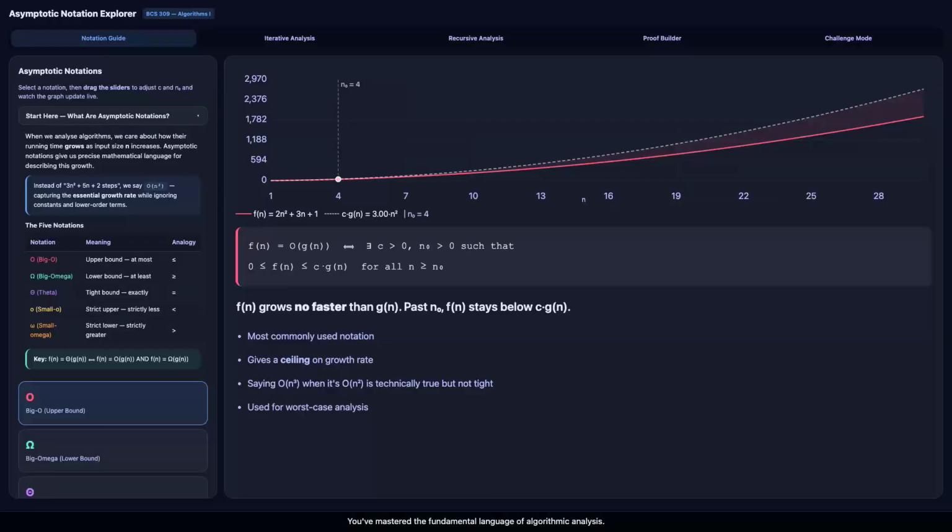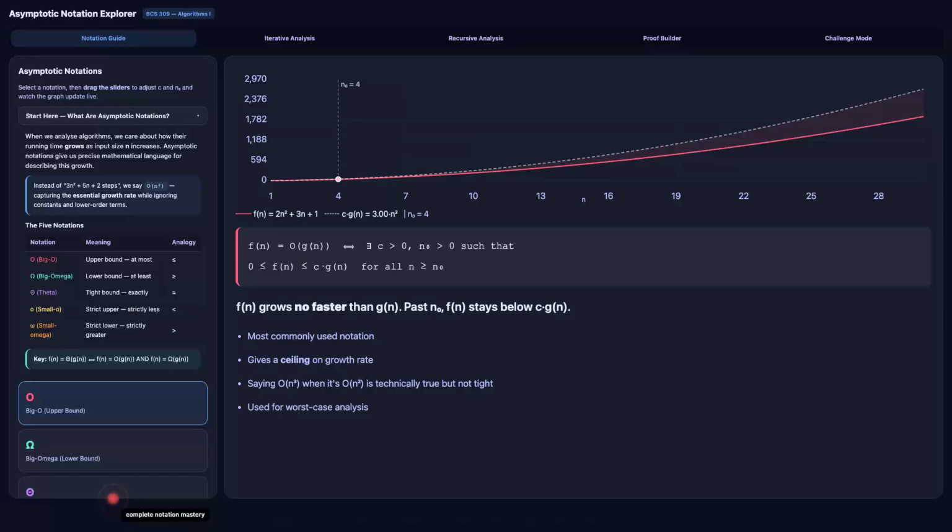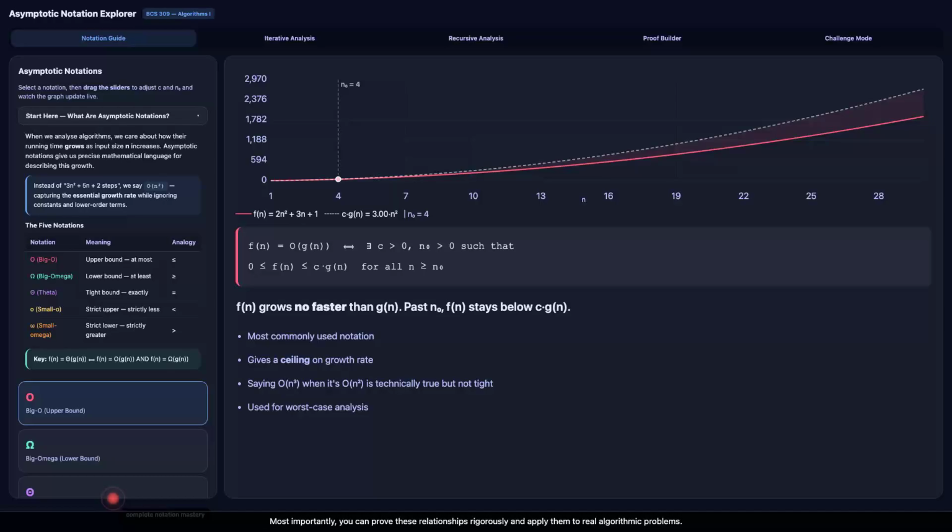Congratulations! You've mastered the fundamental language of algorithmic analysis. You understand that big O provides upper bounds, big omega provides lower bounds, and theta provides tight bounds. You know that small o and small omega capture strict inequalities through limit analysis. You can analyze iterative algorithms by counting operations and recursive algorithms by solving recurrences. Most importantly, you can prove these relationships rigorously and apply them to real algorithmic problems.